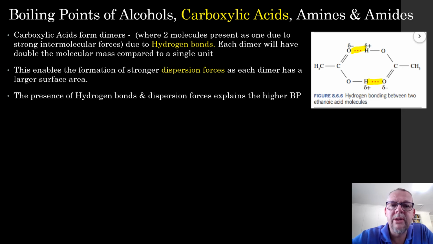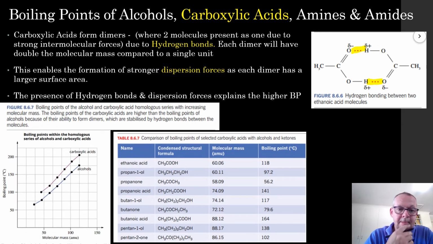Now that's going to double the molecular mass to a single unit, and also going to enable the formation of stronger dispersion forces, as each dimer has a larger surface area. So this presence of the hydrogen bonds and the dispersion forces explains the higher boiling point. And you can see that in comparison with alcohols, for example.